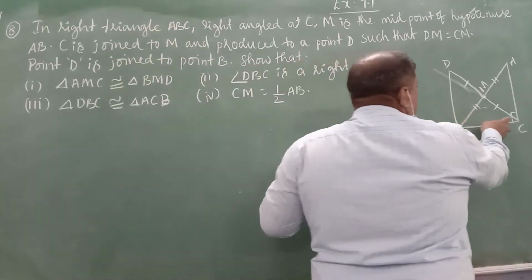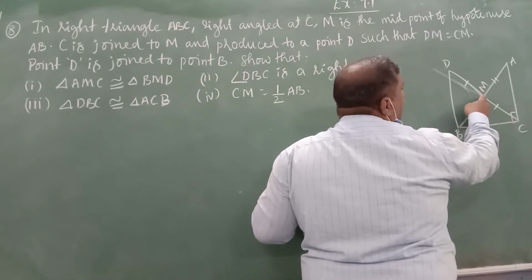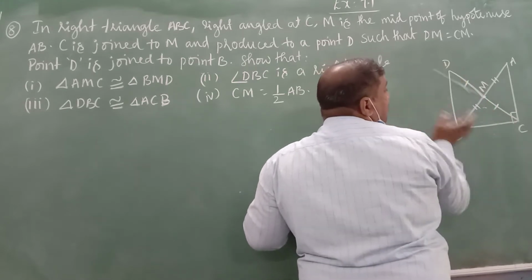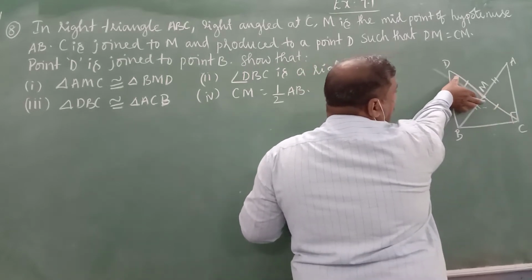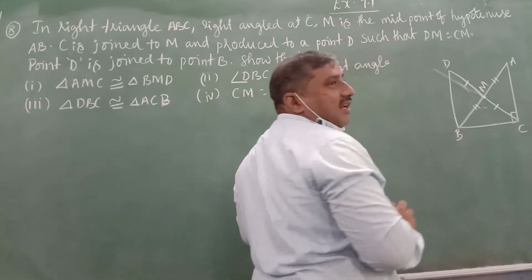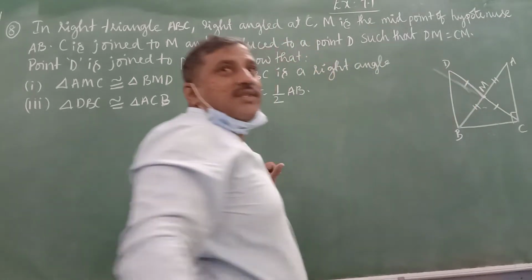Then CM is produced, extended to point D, such that the length of CM is equal to the length of DM. Both the lengths are equal. Then point D is joined to B. So this is the figure.